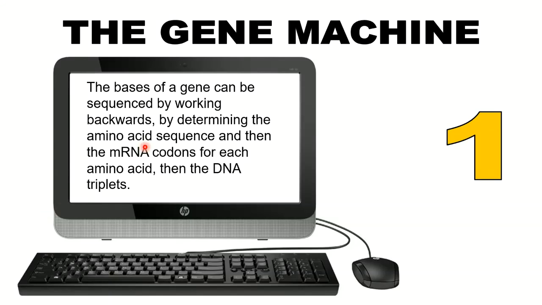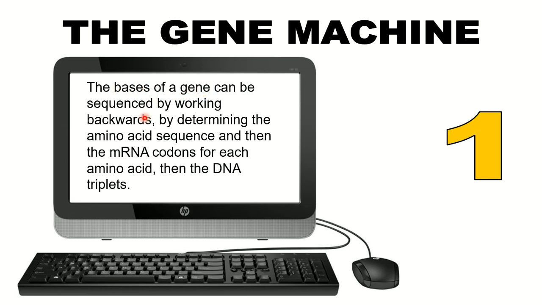Okay, the last method is the gene machine. The gene machine makes it possible to manufacture genes in the lab in the following way. The bases of a gene can be worked out. So we can work out what the bases of a gene are.